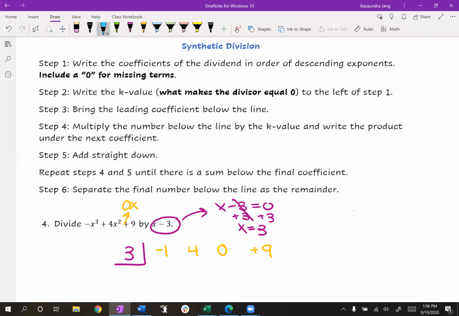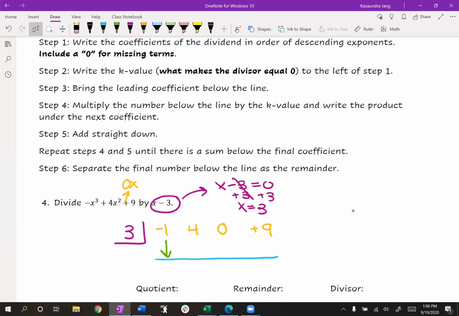Okay, so next up, bring the leading coefficient below the line. So here's the line that I'm going to draw. And I'm going to bring the leading coefficient, this first number, negative 1, below the line. And then we are going to multiply this number below the line by the k value. So we're going to do negative 1 times 3 and write the product under the next coefficient, under the 4. So negative 1 times 3 is negative 3. Okay, so I add straight down. 4 and negative 3 add up to a positive 1.